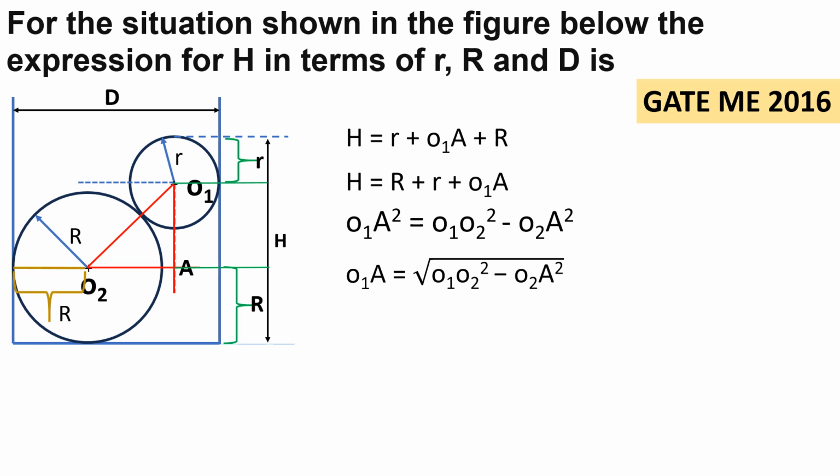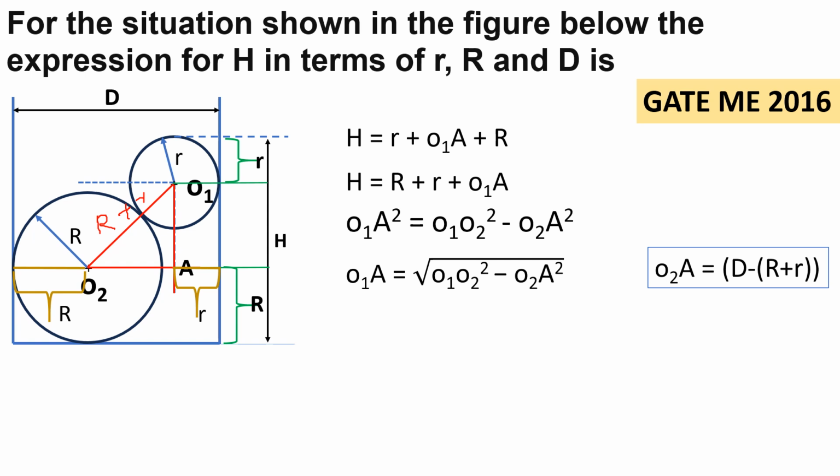So here this value is capital R and this is small r. Then O2A equal to capital D minus small r minus capital R. Then this can be written as O2A equal to capital D minus capital R plus small r. And O1O2 is capital R plus small r. Then substitute the O1O2 values as well as the O2A values.